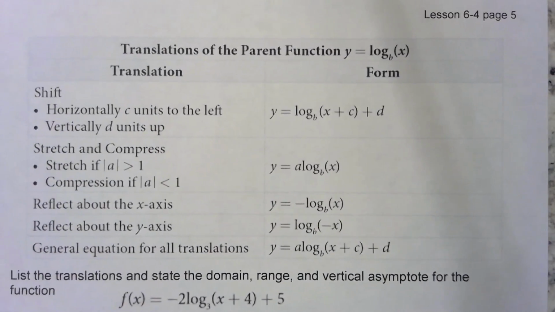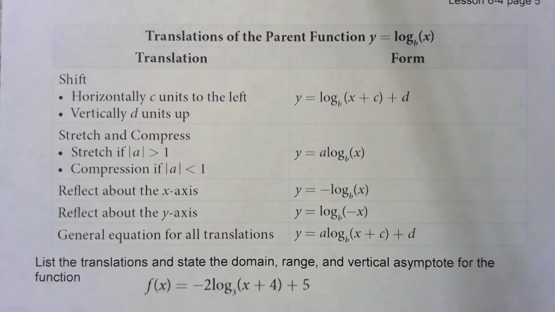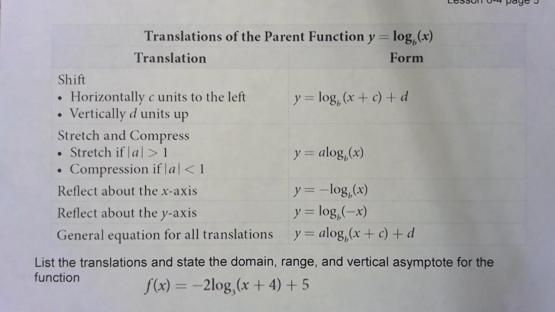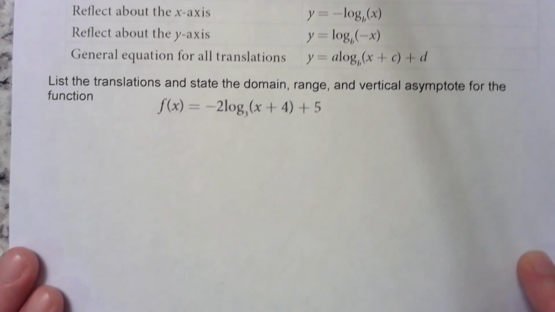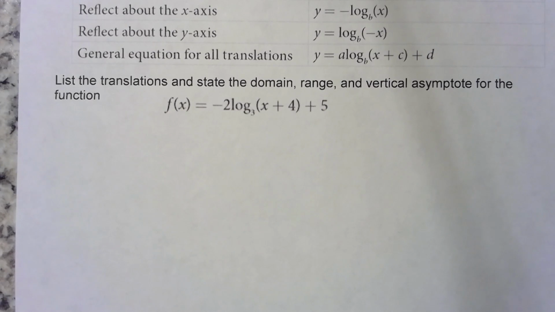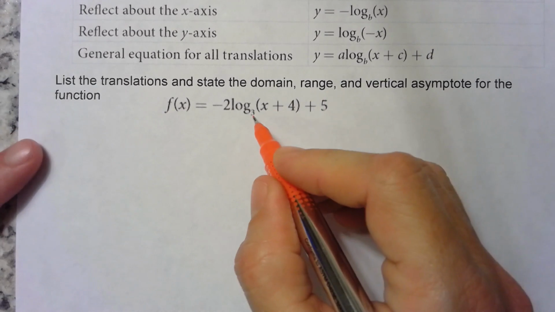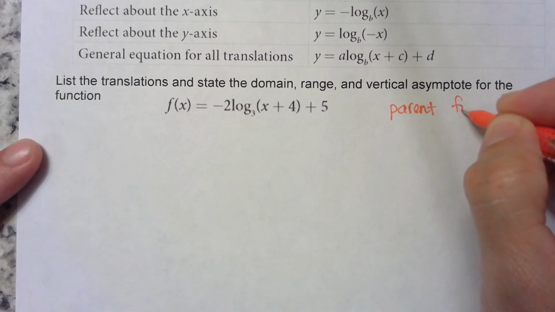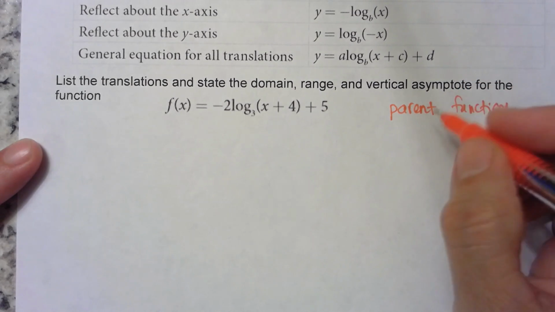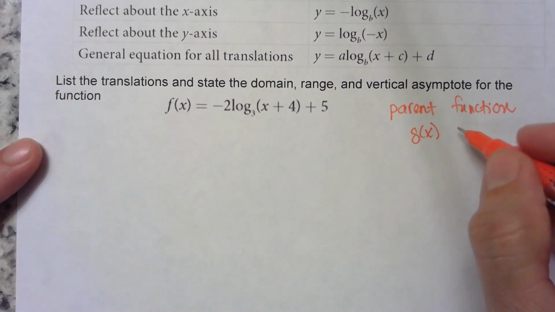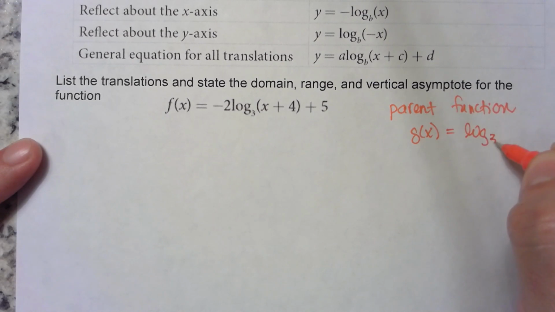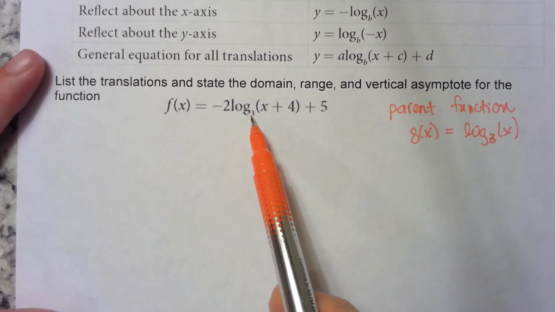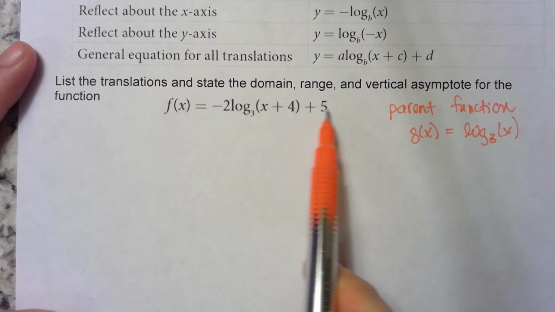So on this last page, we have a summary of all of those transformations that could be happening. So let's just look at this example. What in the world is going to be happening? Well, first of all, the base is 3. So we're going to say the parent function is, we'll call it g instead of f this time, log base 3 of x. That's going to be our parent function because that's base 3. So tell me, what do all of these things do?